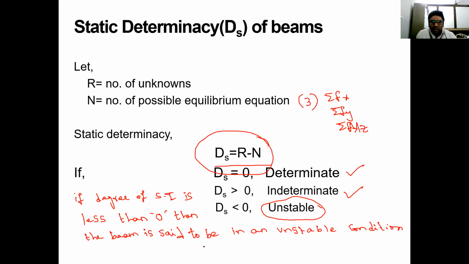If you want to show an example, you can show the example like this. So you have a roller here, you have pinned here, and you have an internal hinge here. So here 2, here 1. So total 3, minus 3, plus 1 here, because of the internal hinge. So this is minus 1. So this is an example. If you're asked to write the condition for an unstable beam, or how do you define the instability of a beam, you need to write this as an example.